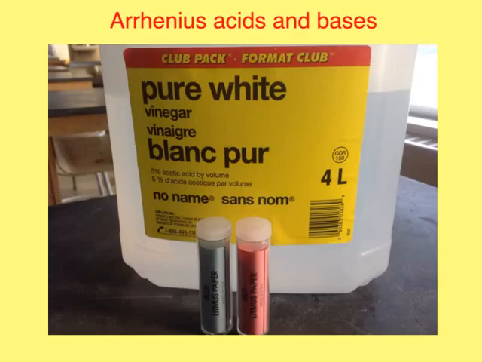Welcome to monochemistry. Today we're going to look at Arrhenius acids and bases, which is the first, most simplistic definition of acids and bases, and it was developed by a chemist named Arrhenius, hence the name Arrhenius acids and bases. And what you're looking at here is a picture of vinegar, which is of course an acid. As you can see in the picture there, it says acetic acid.